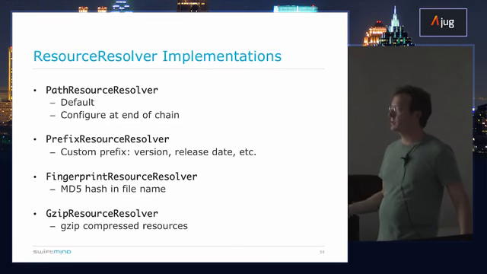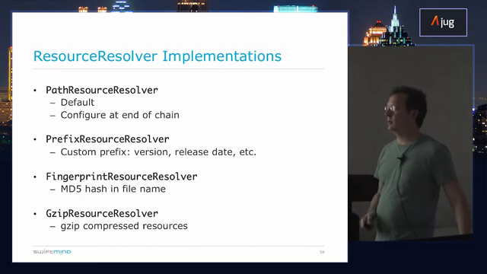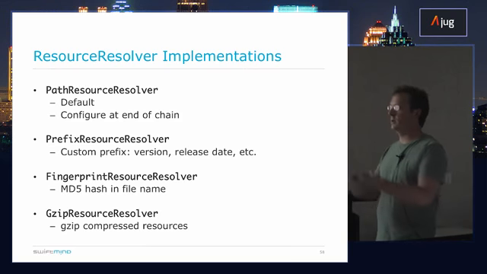So out of the box, there's just these four, but someone could implement them, or third parties could implement them, and then you could configure it in the chain, and you could add the minification. That's what I was saying.